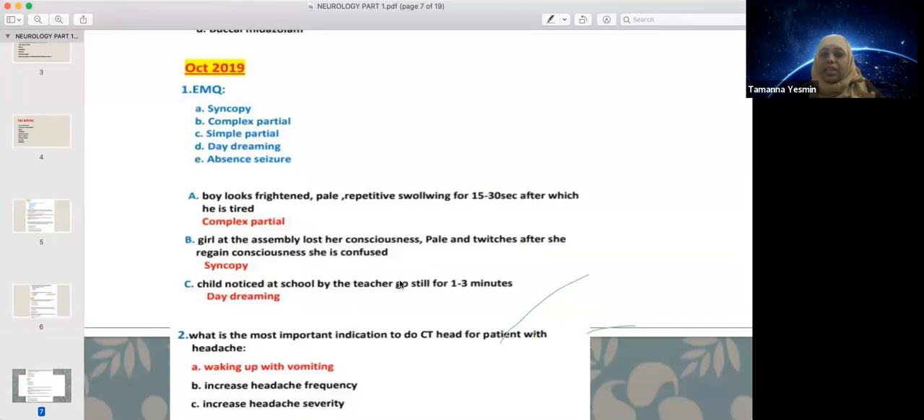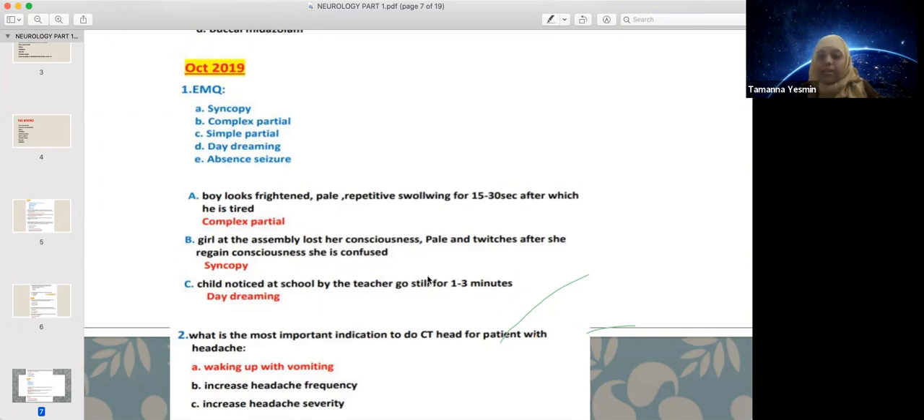We have to be very clear about syncope and seizure. Now the next question is also very important. A child at school is noticed by the teacher to go still, with no movement, for 1 to 3 minutes. What is that? Why is this daydreaming? Why not absence seizure? There will be more options.